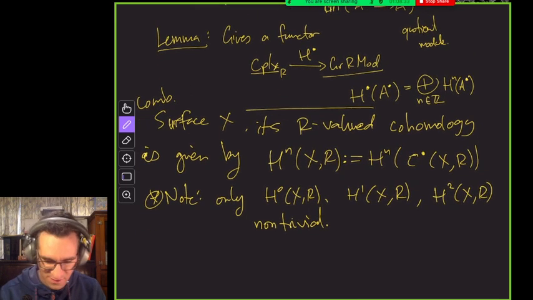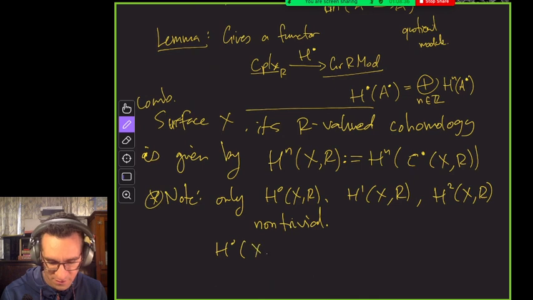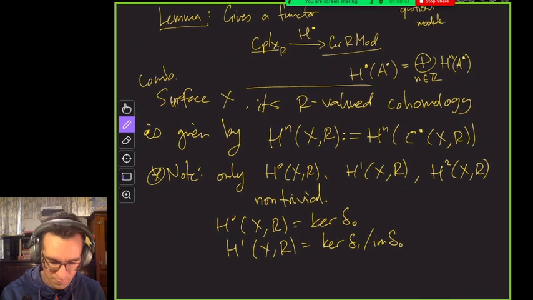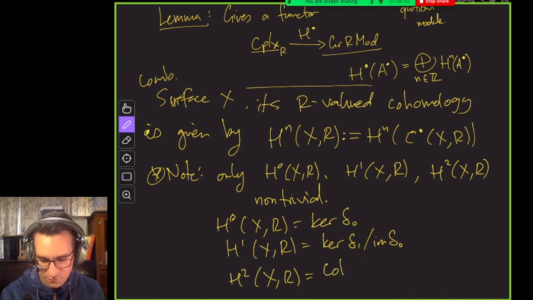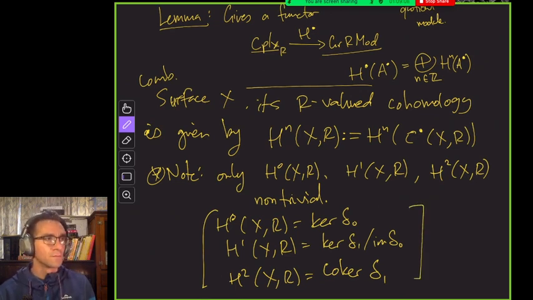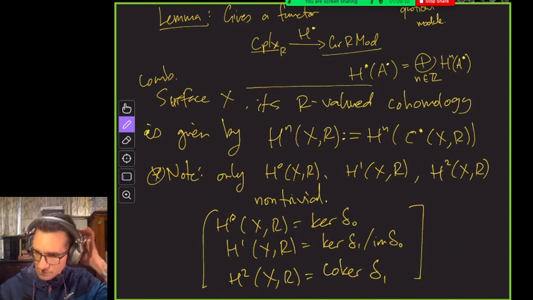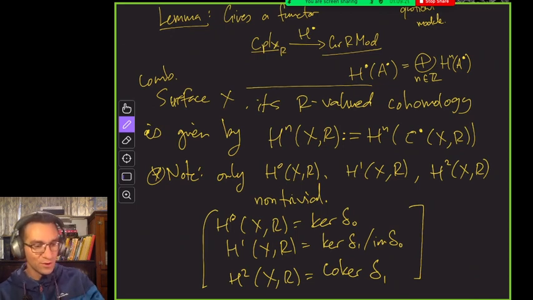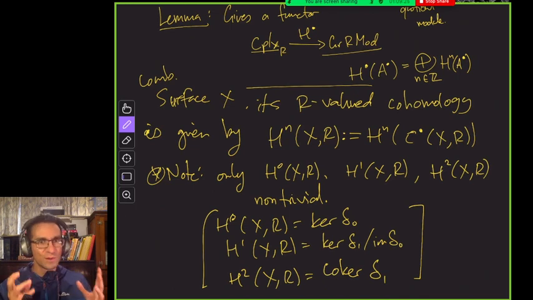All right, and let me just say, what are these, just to be super concrete. H^0(X; R) is the kernel of delta 0. H^1 is the kernel of delta 1 mod the image of delta 0. And H^2 is the cokernel of delta 1. Okay, so that's cohomology of surfaces in a purely combinatorial algebraic way.